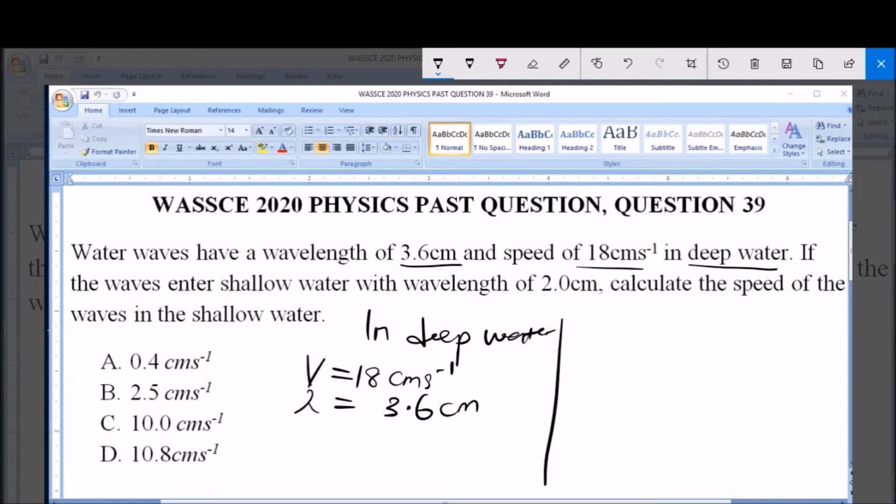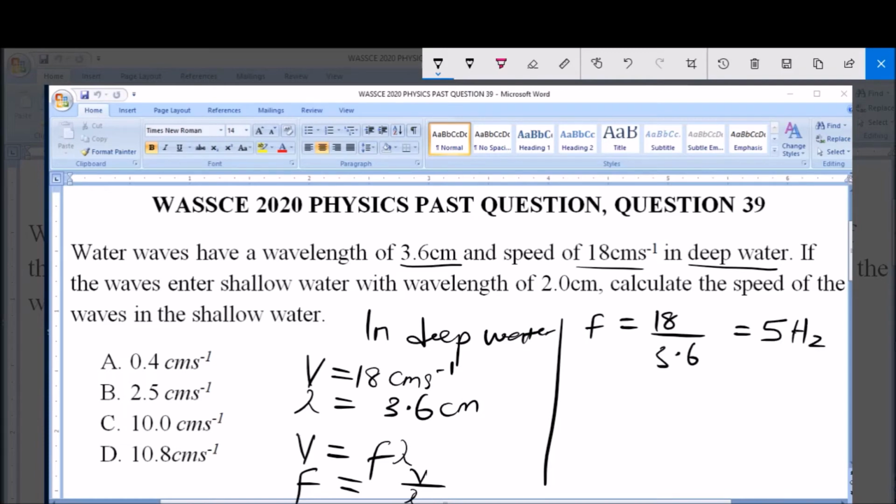So now for us to find the speed of the wave in shallow water, we have to find the frequency first, and we can only find the frequency using the parameters of the wavelength and the speed in the deep water. And we know that V is equal to F lambda. Now F, frequency, is equal to V all over lambda, that is the velocity or the speed of the water wave all over the wavelength. So we therefore have that F, frequency, is equal to 18 all over 3.6, and this is equal to 5 hertz, or you can call it per second. So we've gotten the frequency.